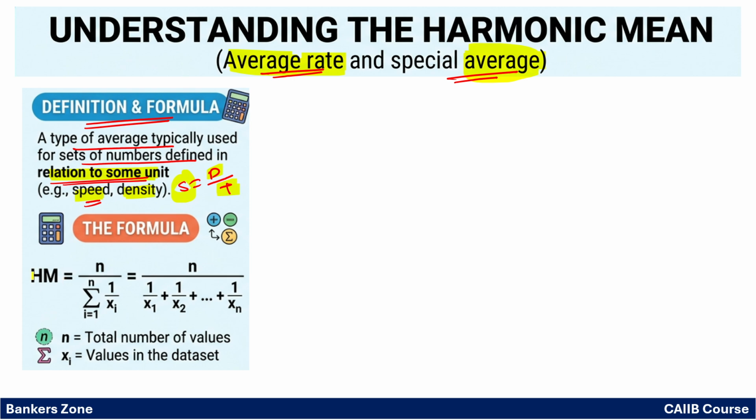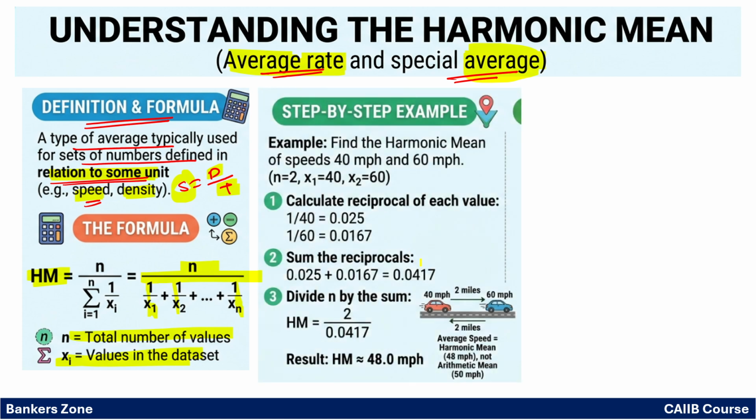So what is the formula for the harmonic mean? Very simple. It is n upon the sum of the reciprocals: 1 upon x1 plus 1 upon x2 up to 1 upon xn, where n is nothing but the total number of values and x is nothing but the point or variable in the data set, right? Further we will solve the problem. At that time you will get the idea.